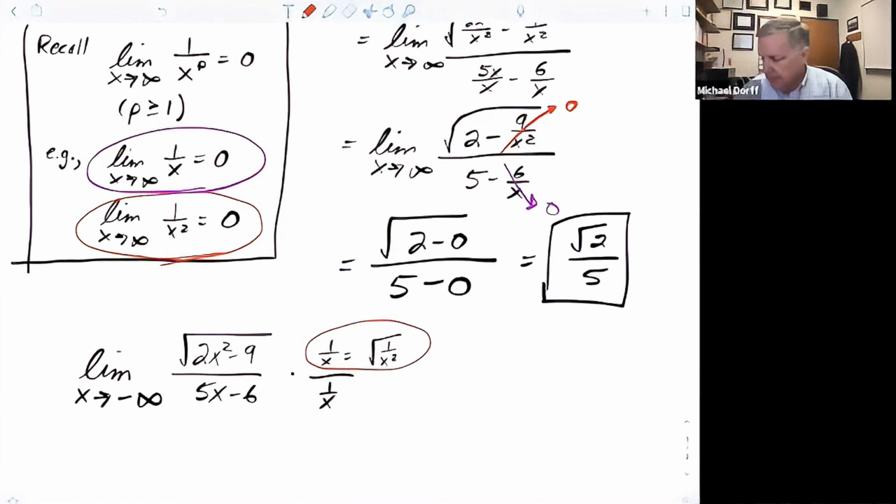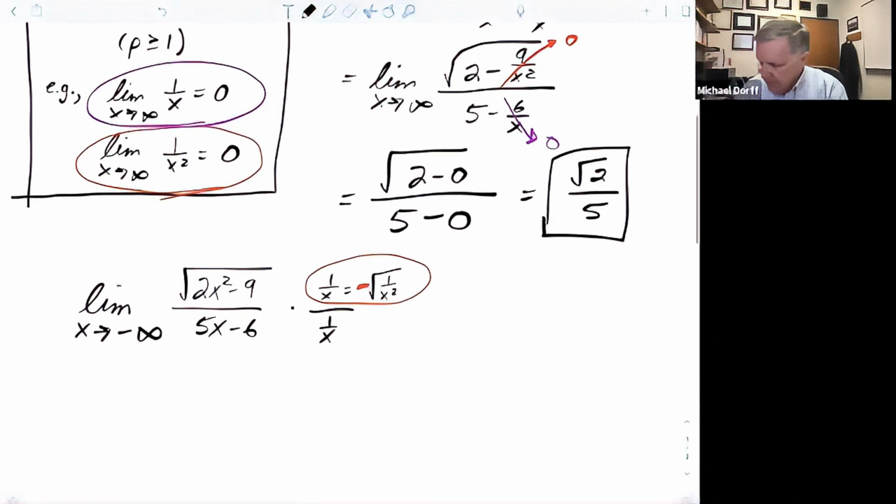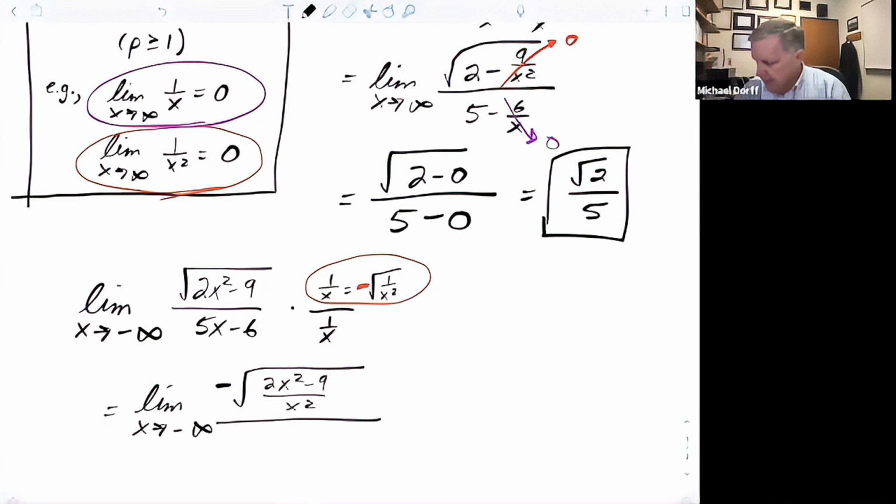But I can make them equal to each other if I put a negative sign out front. So now 1 over x equals negative of the square root of 1 over x squared. Again, if x is a negative number, I need to put that negative sign in front of the square root so that they're equal to each other. With that, now I can continue with the problem. So I have the limit as x goes to negative infinity. Now I'm going to bring in the x squared. I'll put the negative sign out front, and I've got the 2x squared minus 9 over x squared, and on the bottom, I have the 5x minus 6 all over x.